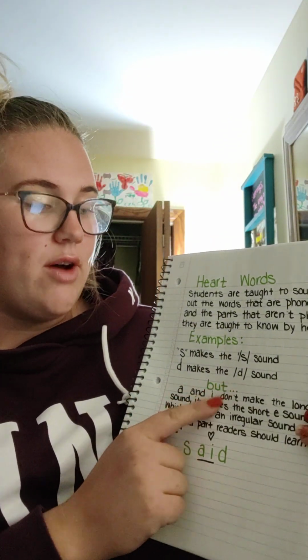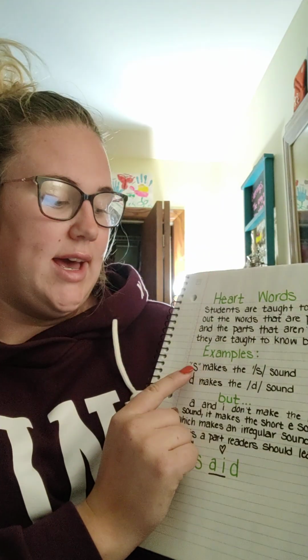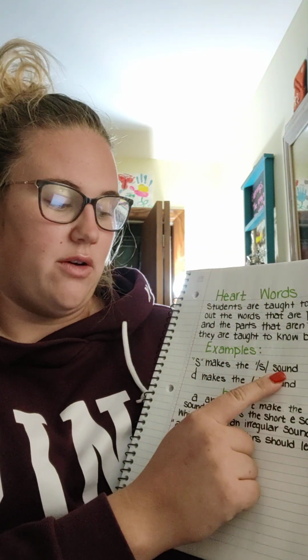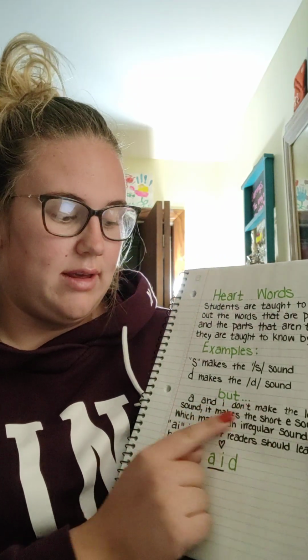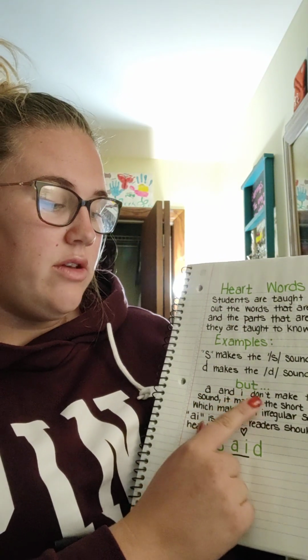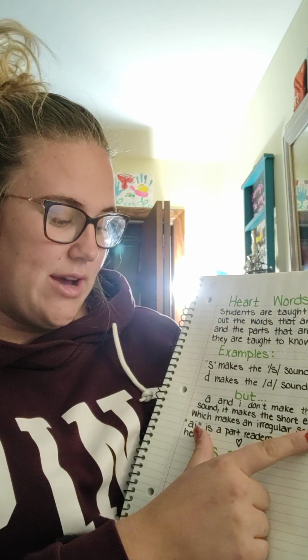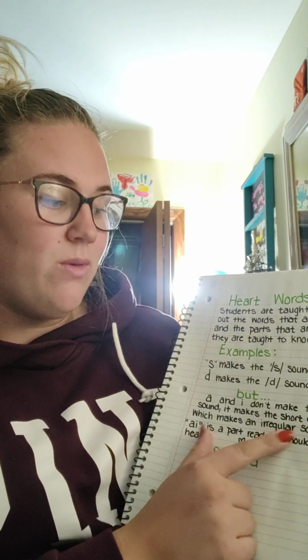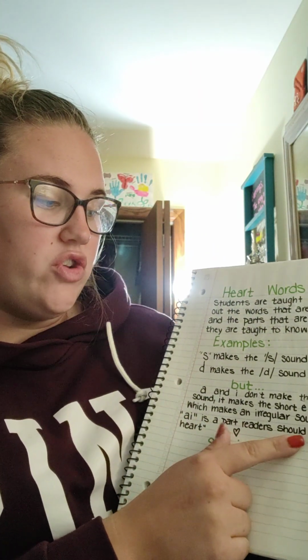The example that I pulled out is the word said. Said is a heart word, for example, because the S makes the S sound, D makes the D sound, but A and I don't make the long A sound. It makes the short E sound, which makes an irregular sound. The AI is a part readers should learn by heart.